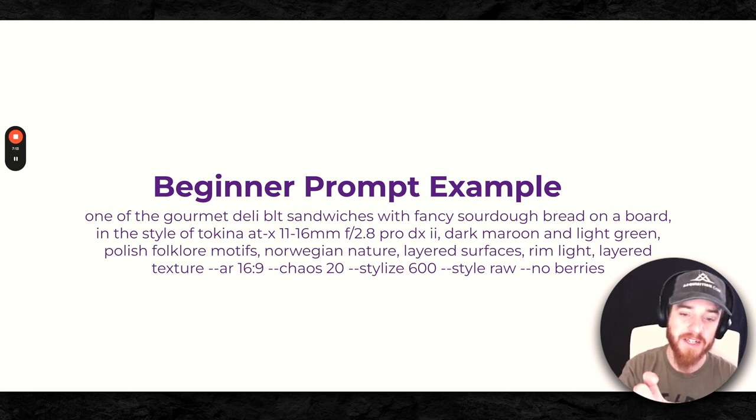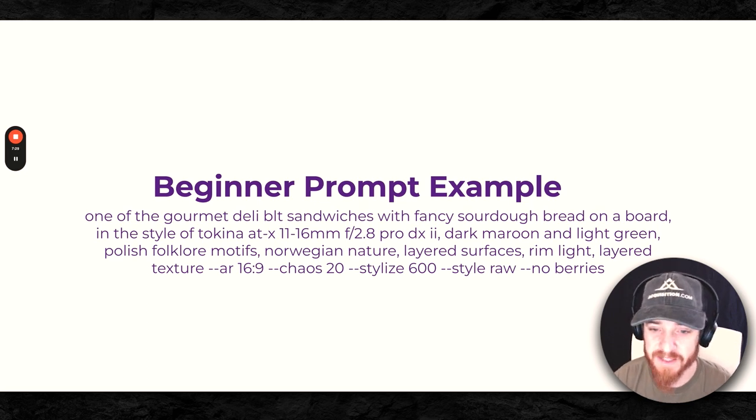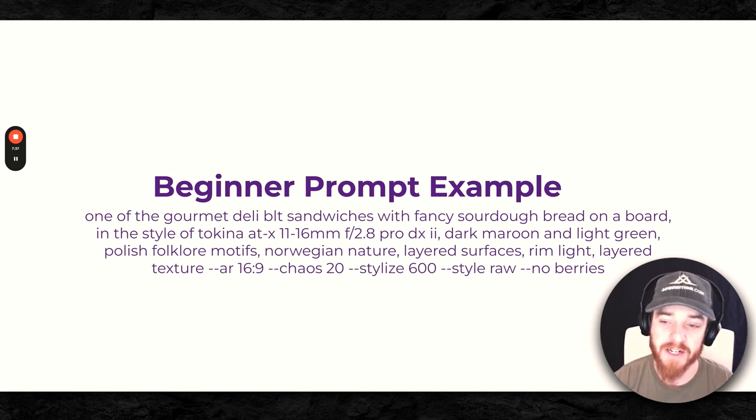Now chaos, I showed you guys this, and I'm going to show you more in depth. You can do chaos from 0 all the way up to 100. The chaos actually impacts the image a lot and can make it really weird. So we're going to go deeper into that in just a minute. Stylize of 600. You can go from 0 to 1,000, or 100 to 1,000. I went with 600, and it makes a big difference depending on what stylize you use. Style of raw, and then the negative prompt of --no berries.